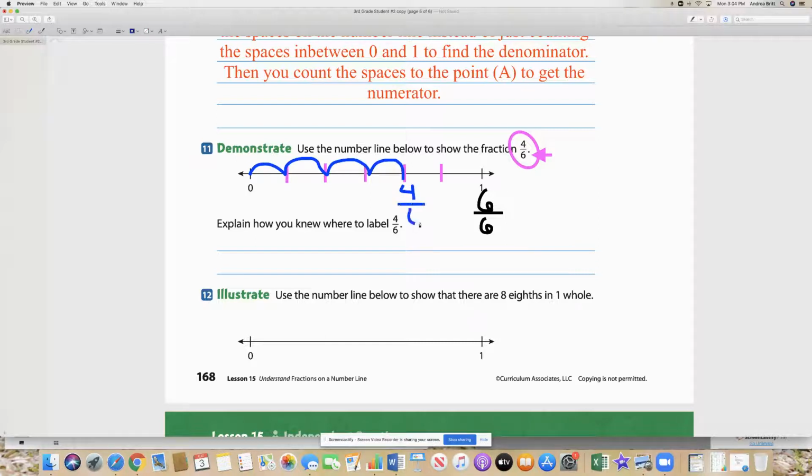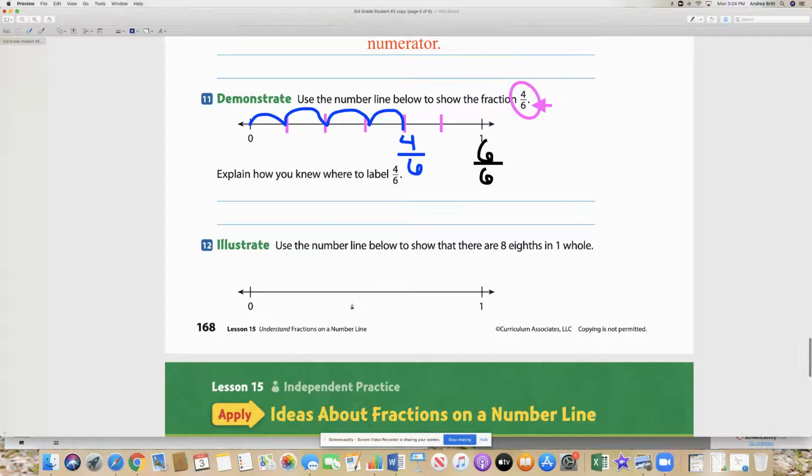Explain how you knew where to put 4/6. How do we know where to put 4/6? Well, because the denominator tells us we need 6 spaces, and the numerator tells us where we're going to be stopping. So we're going to be stopping at the fourth point or the fourth line on our number line. So that is 4/6.